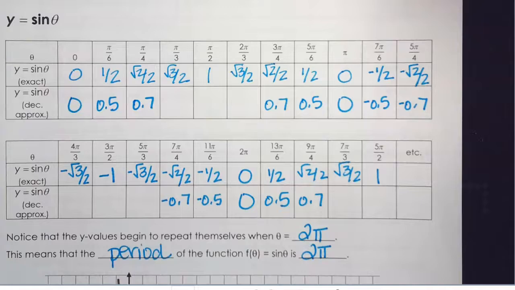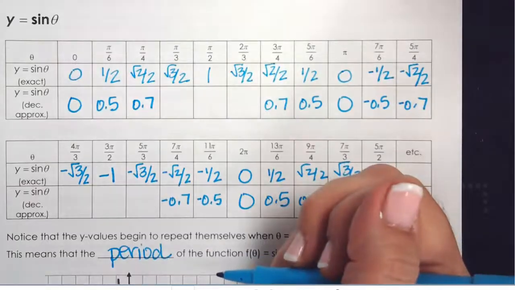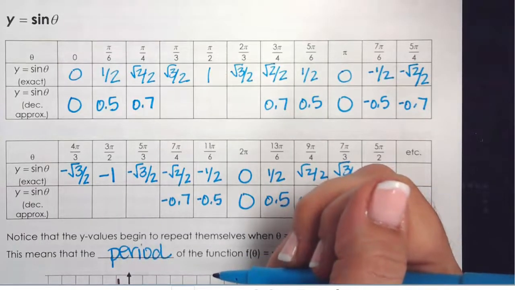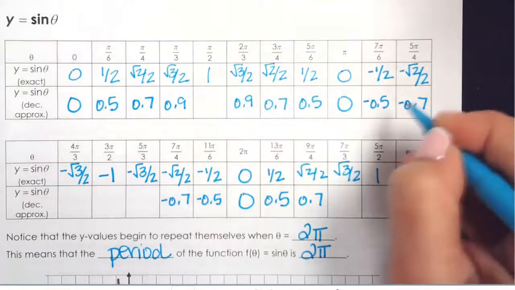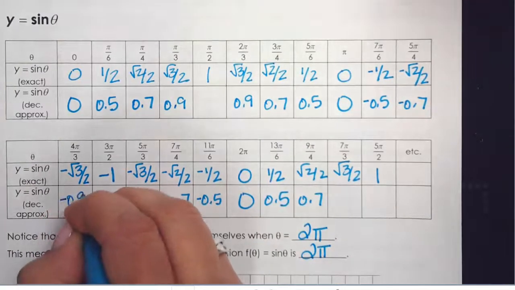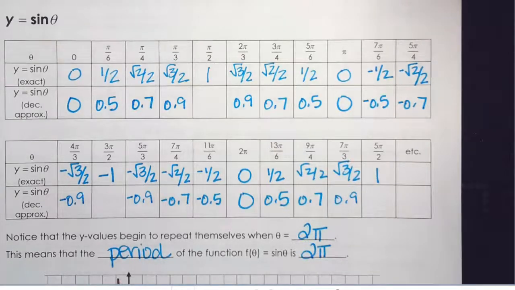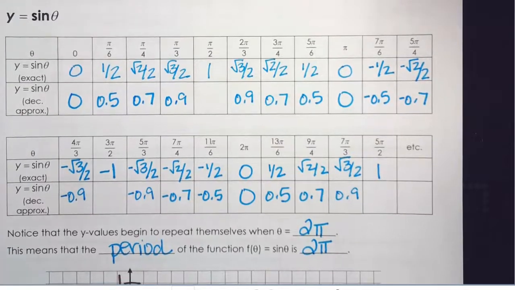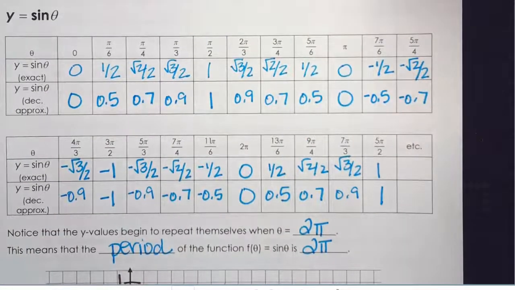And what about root 3 over 2? 0.86-ish. Do you want to call that 0.86 or 0.9? 0.9-ish? Okay. And then we just have the ones left, which we know are going to be 1, -1, and 1.